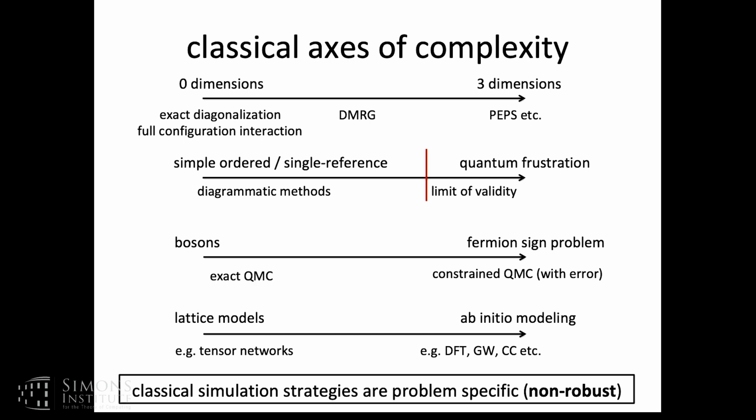So there's a lot of heuristics and empirical knowledge that goes in. And this leads to, I think, the weaknesses of current classical simulation techniques, in the sense that they're not very robust. What works for one system may not be the thing you do in another system.